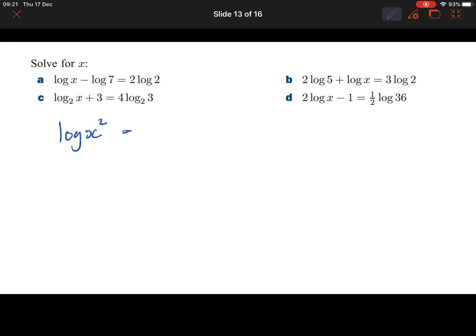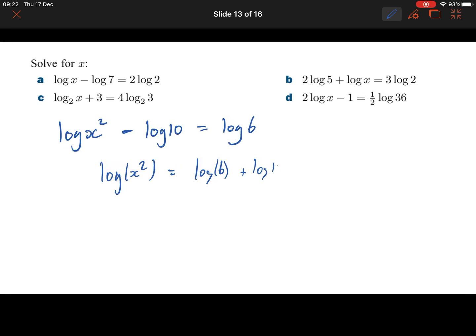Okay, let's do D. I'm going to use rule 4 here. Log x squared minus, I'm going to need to write 1 as a log in base 10. So that's going to be log 10. Again, I've shown you how to do that many times. So that's log x squared minus log 10 is 1. Okay, equals log of 36 to the half, which is the square root of 36. So that's log 6. Okay, I used rule 4 there, and then some rule of indices.